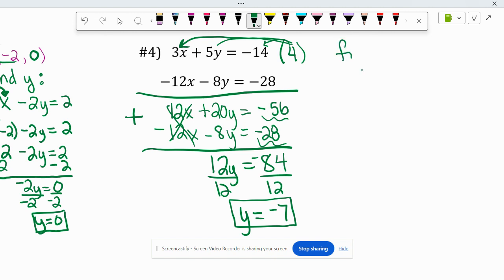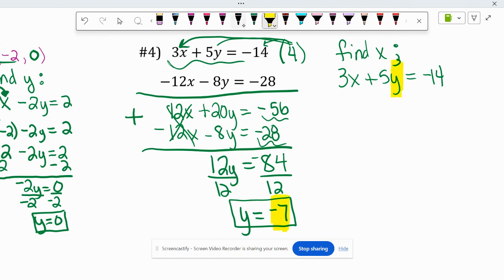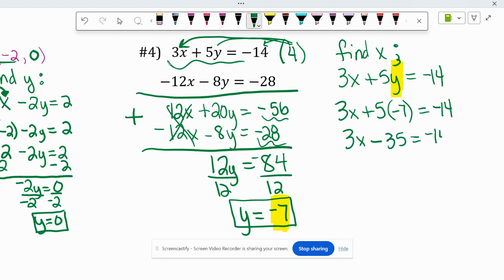So I'm trying to find x. I heard someone say that we got to find x. So what equation? Let's just use this top equation: 3x plus 5y equals negative 14. So what am I replacing my y with? Negative 7. 3x plus 5 times negative 7 equals negative 14. 3x, let's see, 5 times negative 7 is negative 35 equals negative 14.